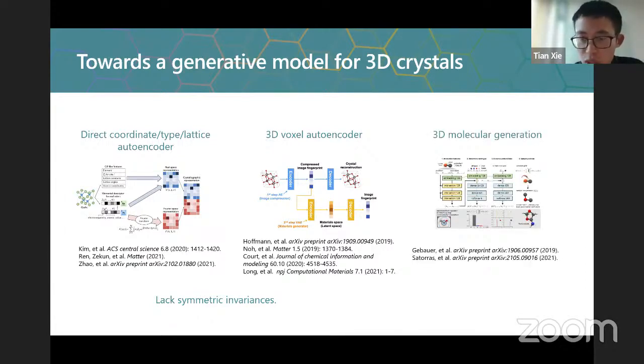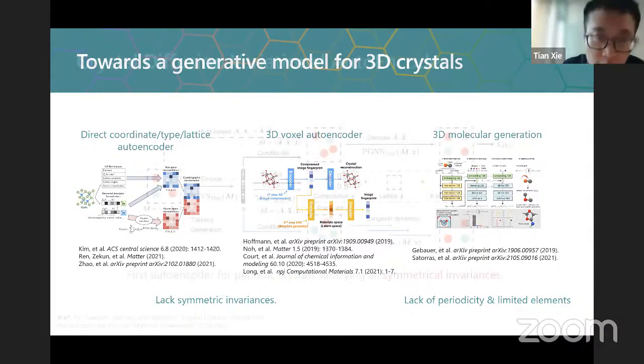The last approach builds on a great line of work in generating 3D molecular structures using flow models and also diffusion models for molecules. But this line of work has not been able to handle periodicity. And one of the limitations of this approach is also to scale up to the entire periodic table, so that you can extend this from a limited number of elements to all the elements in the periodic table.